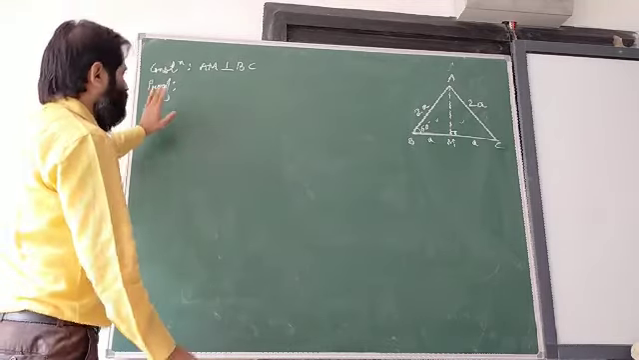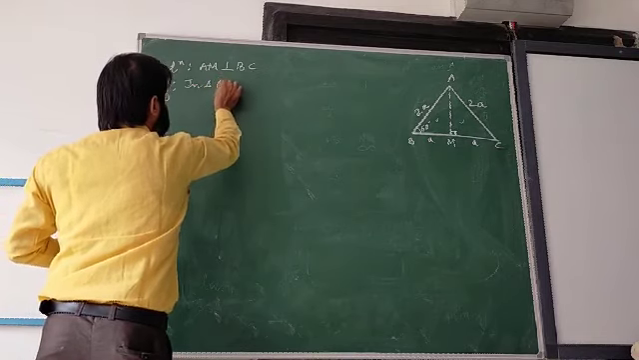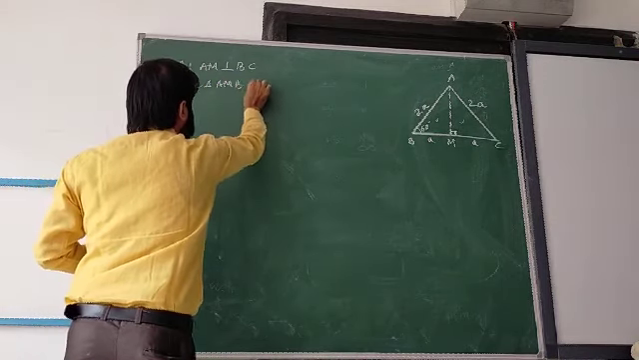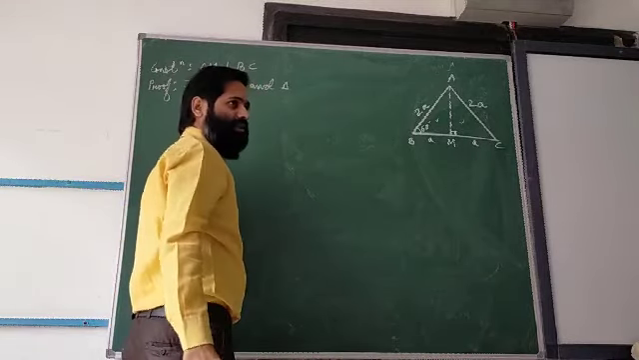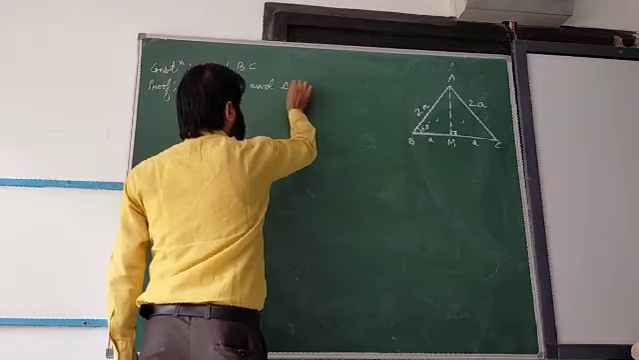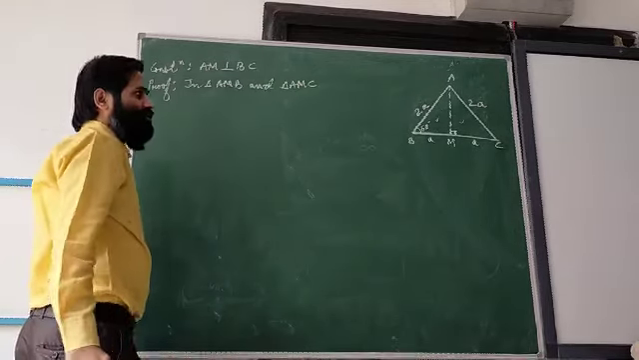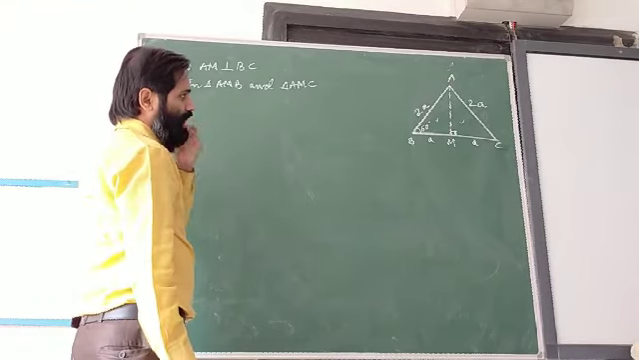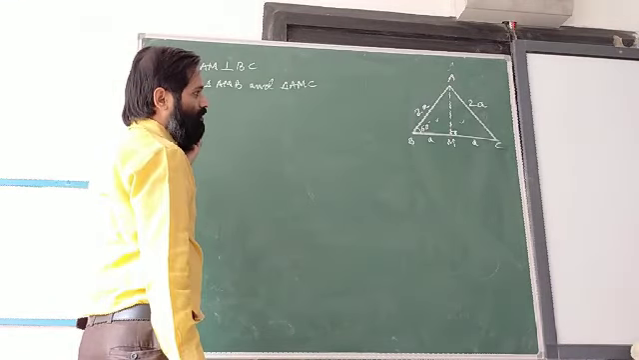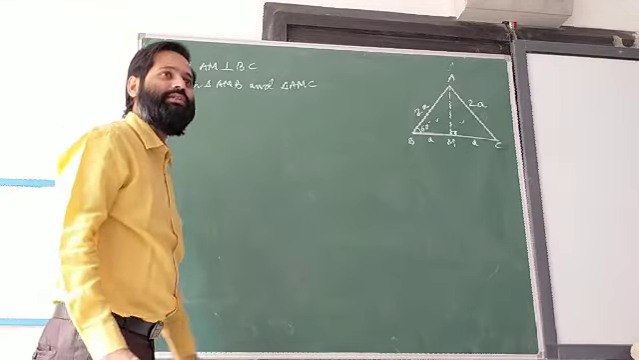So what I will do, I take triangle ABM, and then I have to take another triangle, AMC. In these, both the triangles are congruent by RHS, right? Can it be congruent another way? Yes. How? Side angle side. How side angle side?